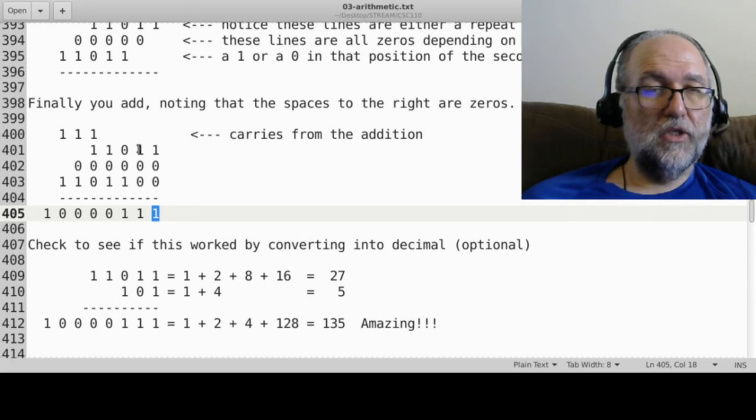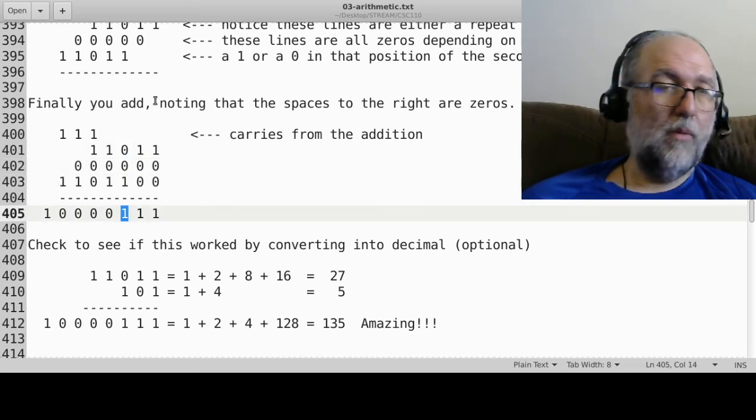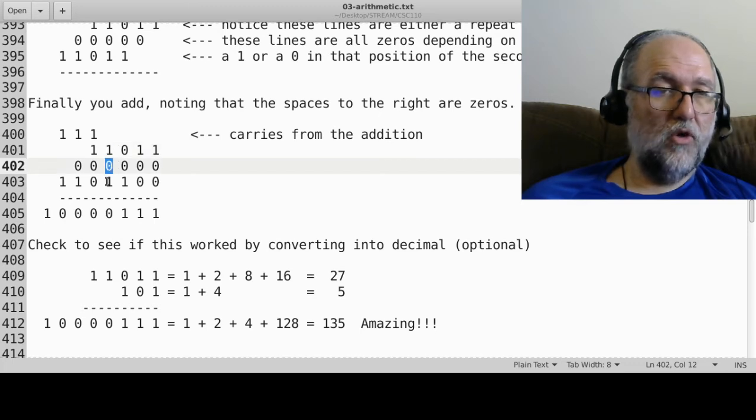Okay, and then the next one in the 2's column, we get 1 plus 0 plus 0. That's also equal to 1. And then in the 4's column, we get 0 plus 0 plus 1. That's also equal to 1. And now we have something interesting. 1 plus 0 plus 1.